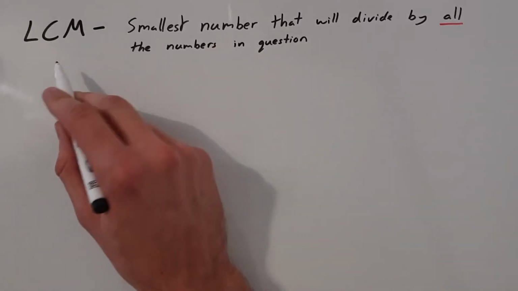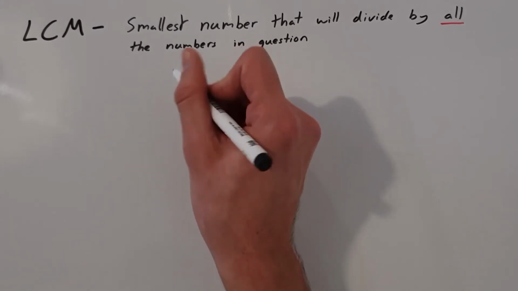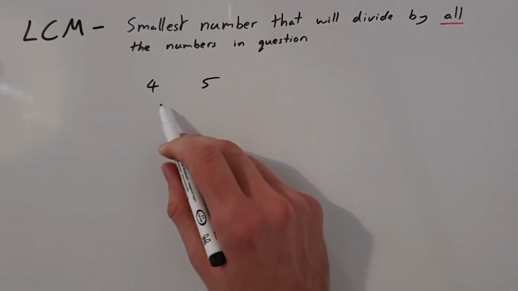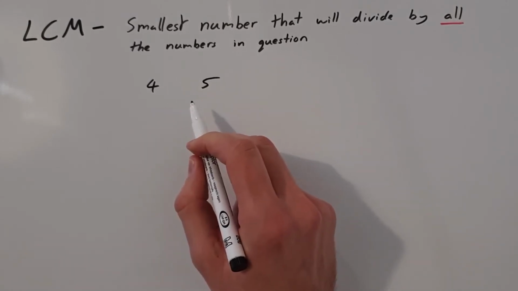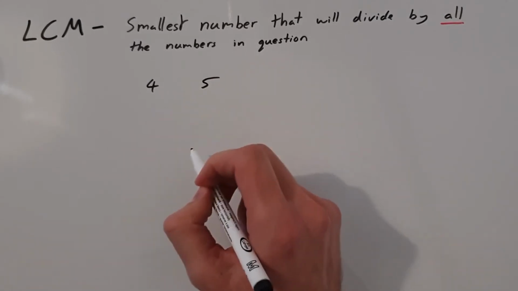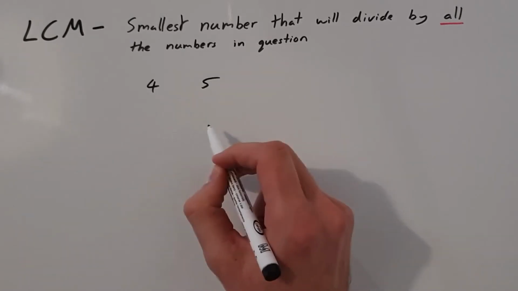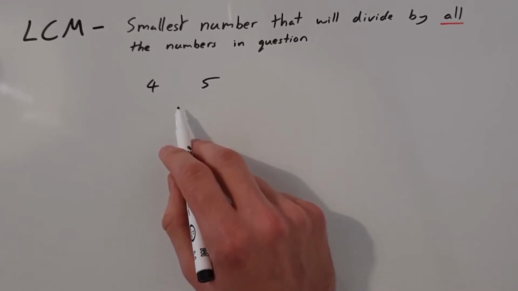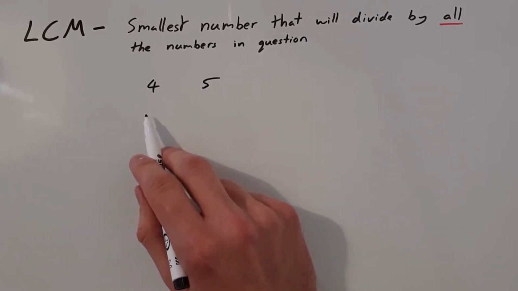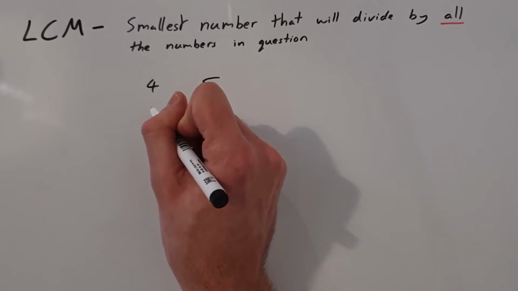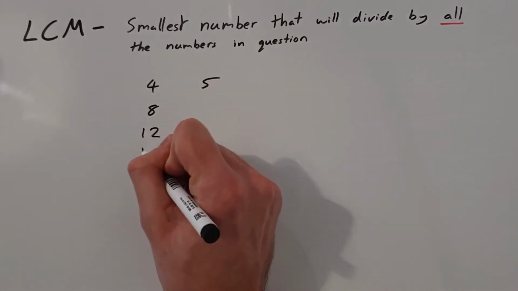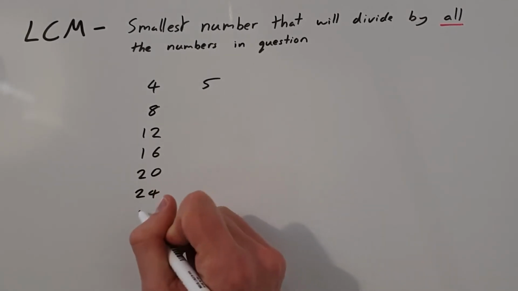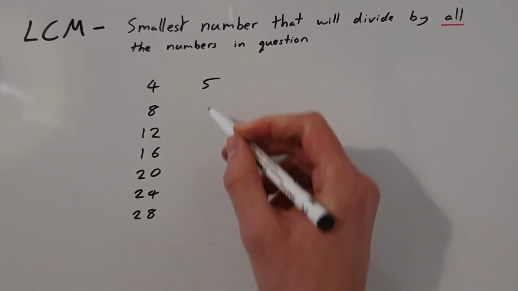Let's say we wanted to find the lowest common multiple, we'll pick a really simple example of 4 and 5. One way we can do this is by listing all the multiples of these numbers and then finding out what is the lowest one that appears in both lists. So let's do that with 4 and 5 then. We know that multiples are just the times table. So we'll go through the times table of 4. We'll go 4, 8, 12, 16, 20, 24, and we'll just go one more as well, 28.